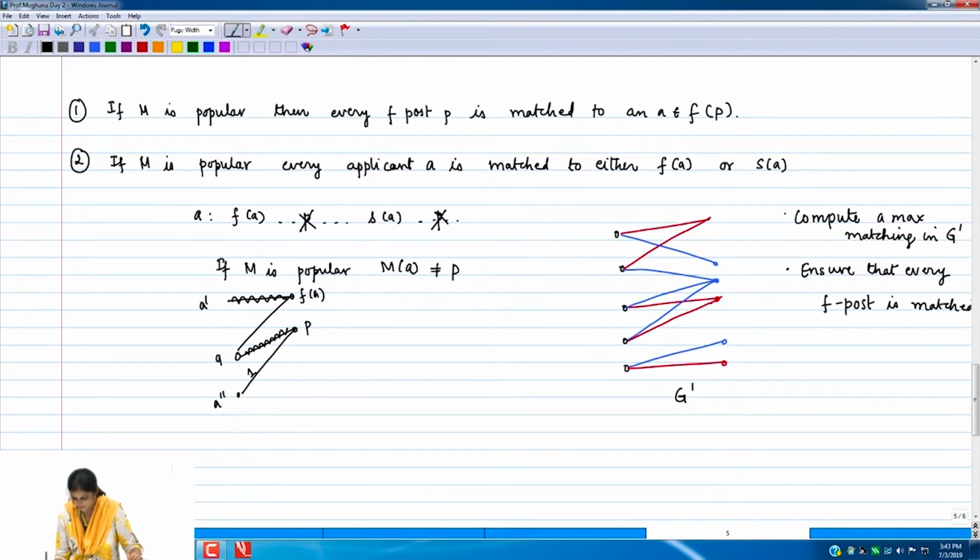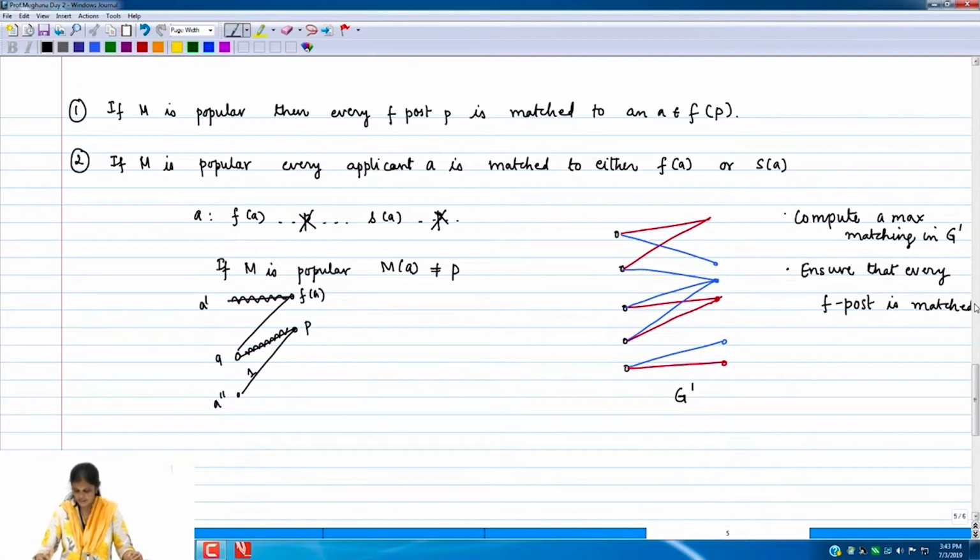This is not difficult because you just examine every F post. If it is matched, do not do anything with it. If it is not matched, take an arbitrary applicant in its F of P and match it to that post by removing its matched partner. So you can keep doing this and ensure that every F post is matched. How long does this take?